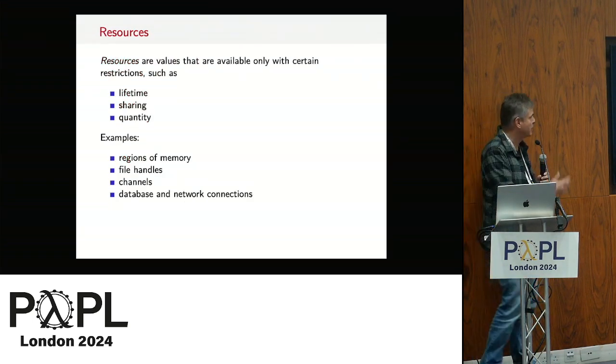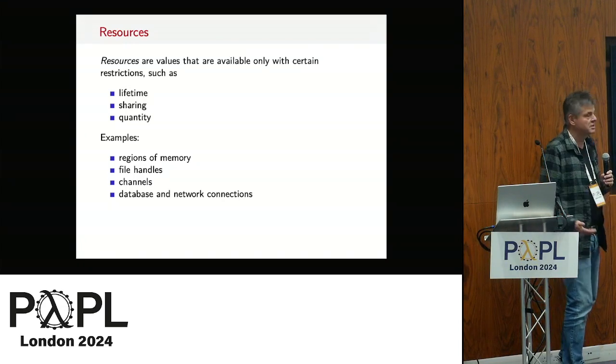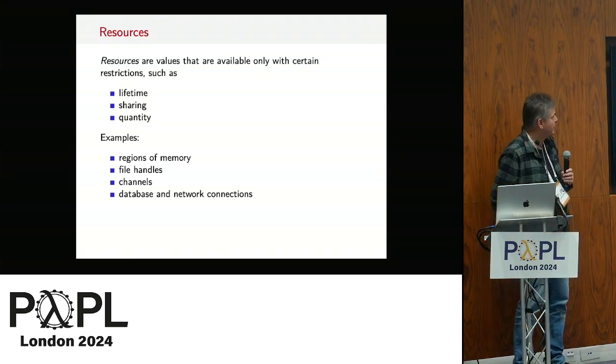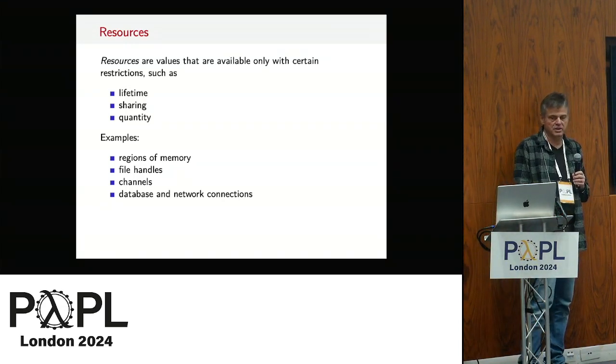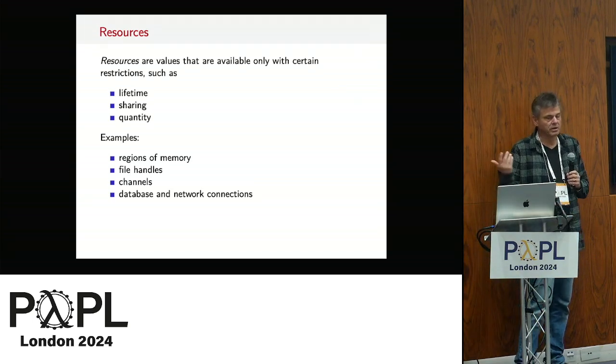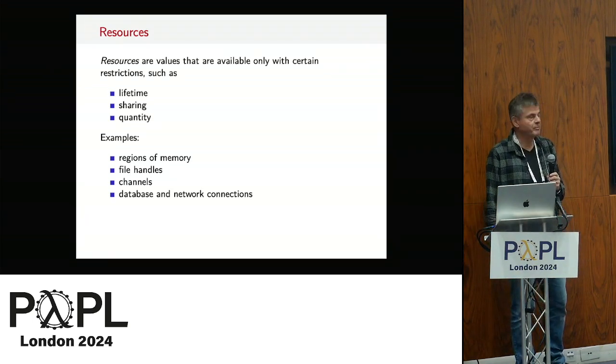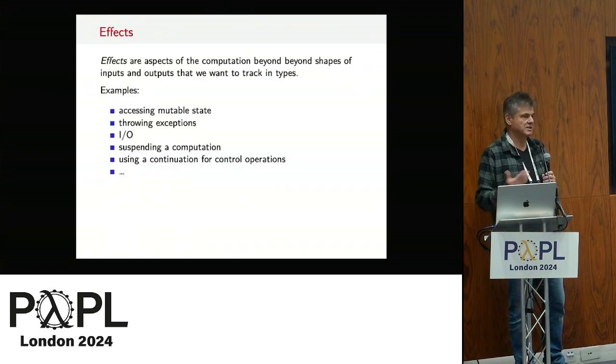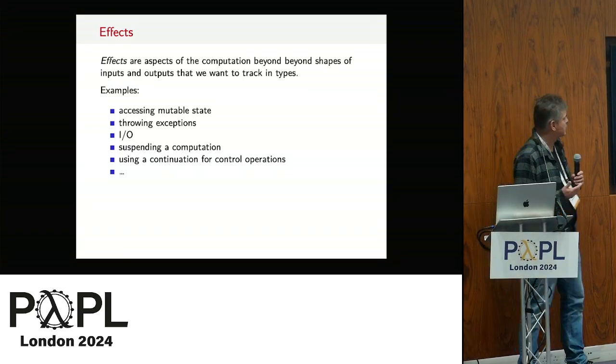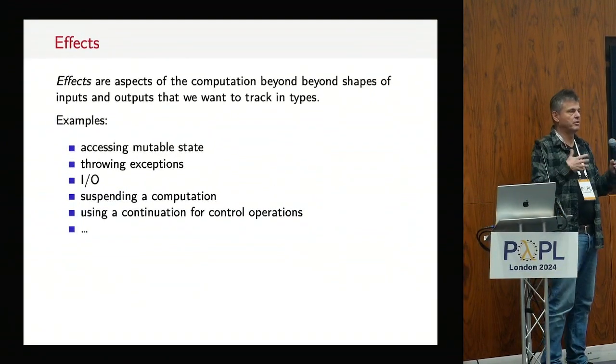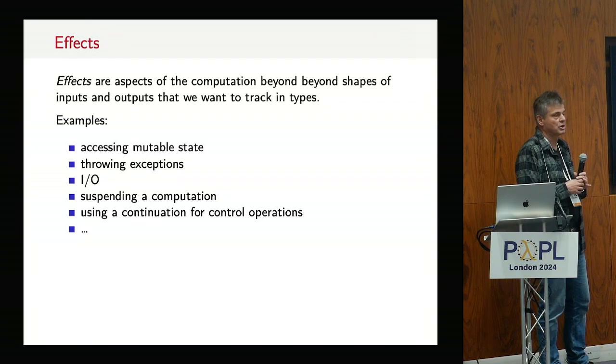So just a quick reminder, what are resources? Resources are values that are available only with certain restrictions, such as lifetime, sharing, quantity. So examples are regions of memory, file handles, channels, databases, network connections, and so on. And for us, an effect is any aspect of the computation beyond the shapes of inputs and outputs that we want to track in types.